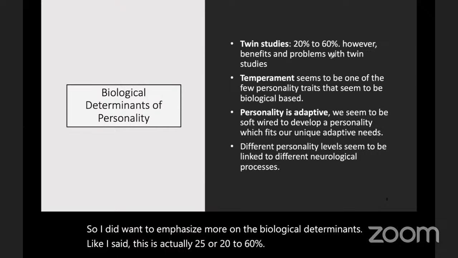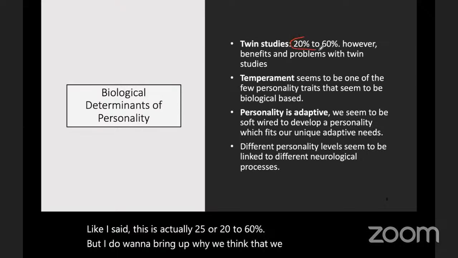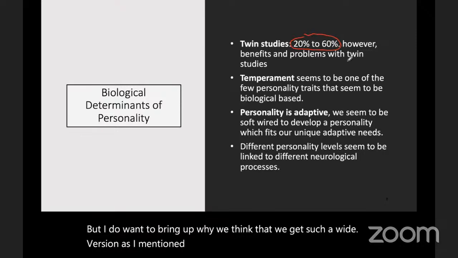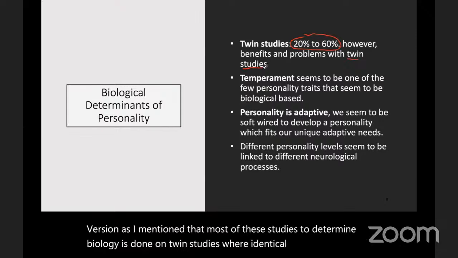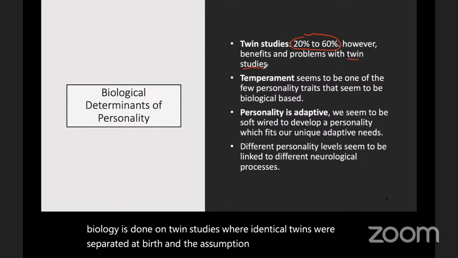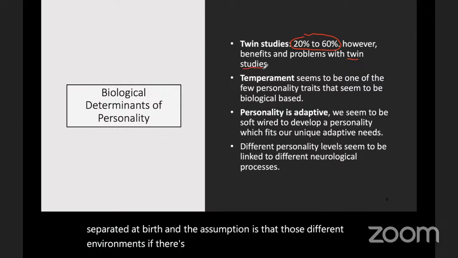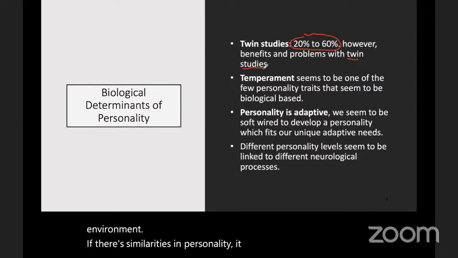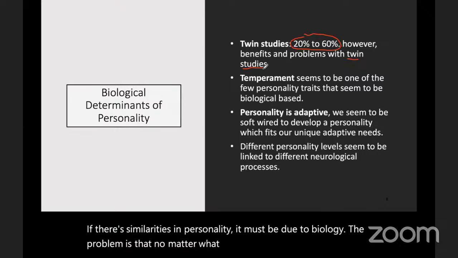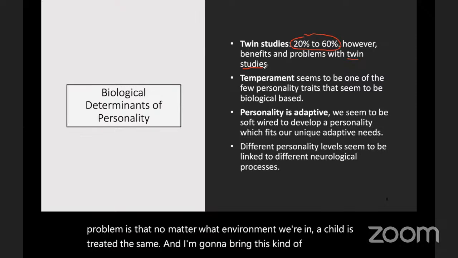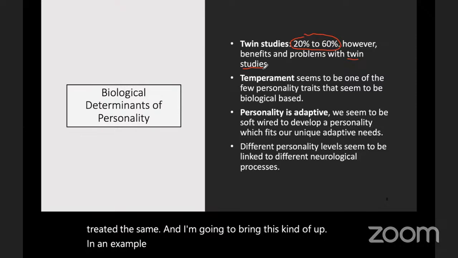But I do want to bring up why we think that we get such a wide variation. As I mentioned, most of these studies to determine biology are done on twin studies where identical twins were separated at birth. And the assumption is that with those different environments, if there's differences in personality, it was due to the environment. If there's similarities in personality, it must be due to biology. The problem is that no matter what environment we're in, a child is treated the same. And I'm going to bring this up in an example of teaching. Okay.